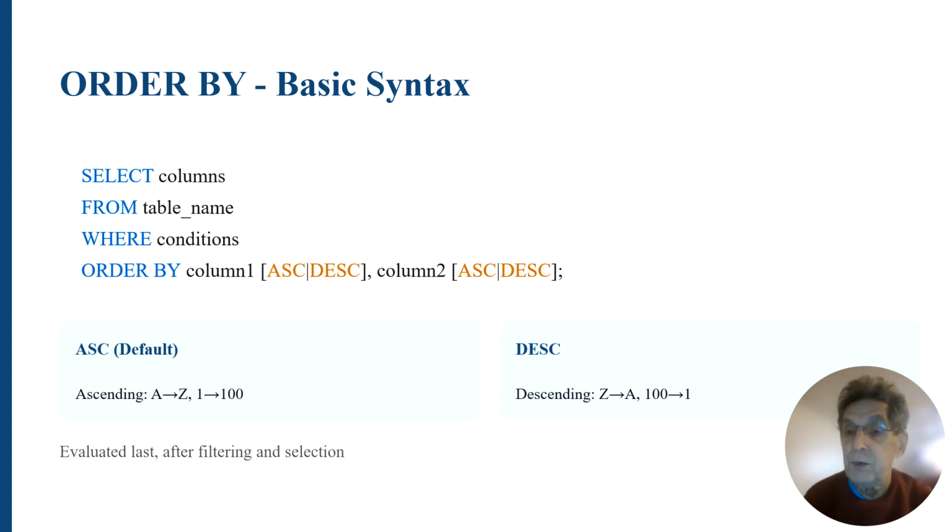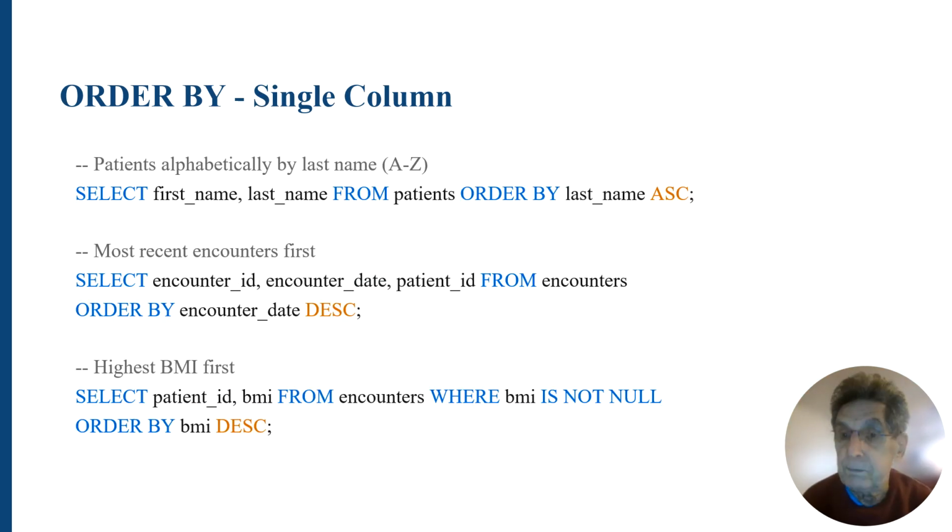Remember our execution order. Order by is processed last. The database identifies a table, filters the rows that you're going to select, selects the columns you specified, and only then sorts the results. This makes sense because you need the final data set before you can consider arranging it.